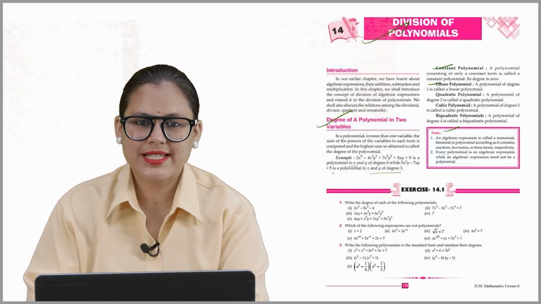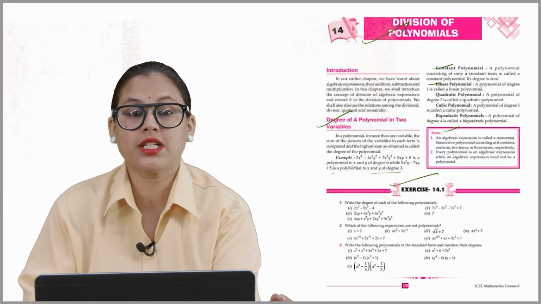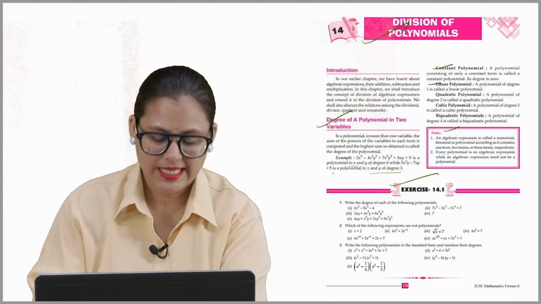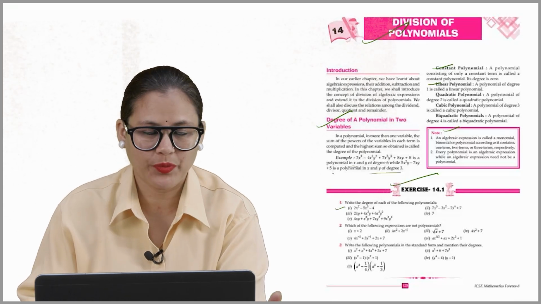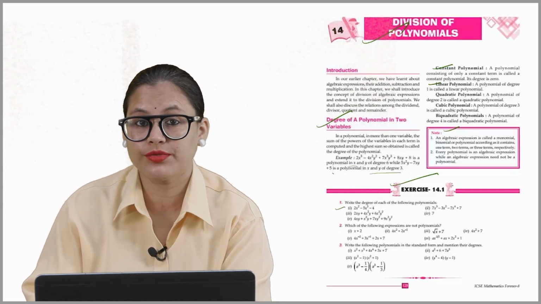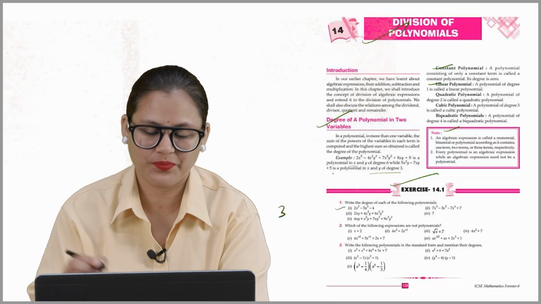Okay. Let's do exercise 14.1. Write the degree of each of the following polynomials. Number 1, 2x square minus 5x cube plus 4. So, what is the degree of the polynomial? It's 3.